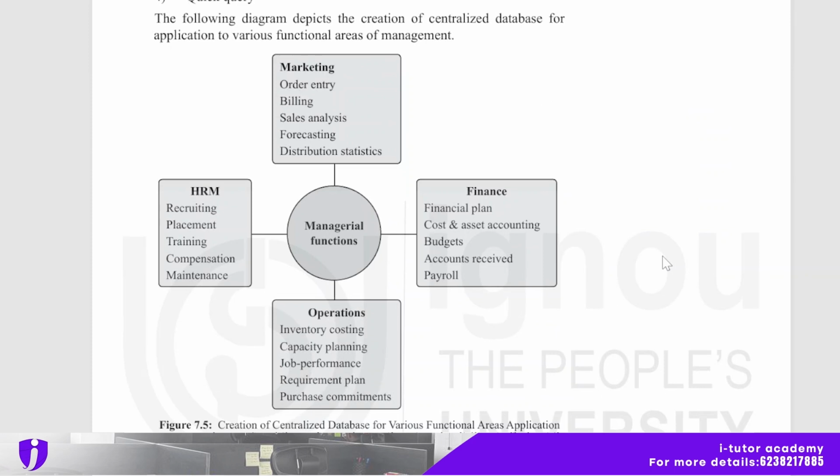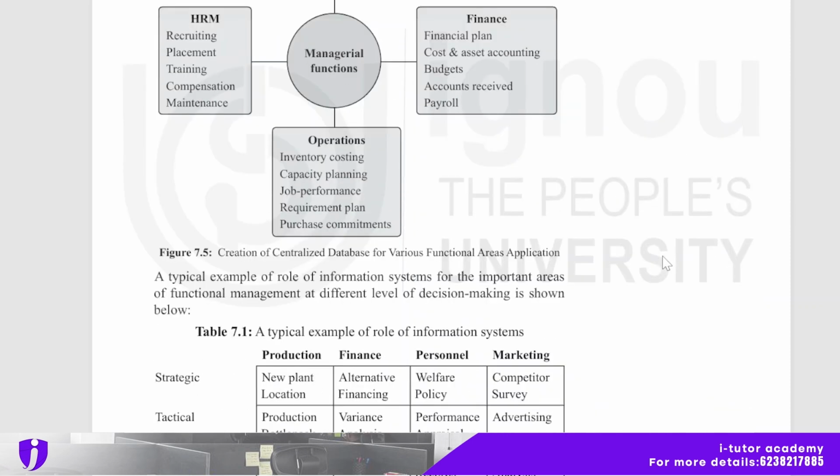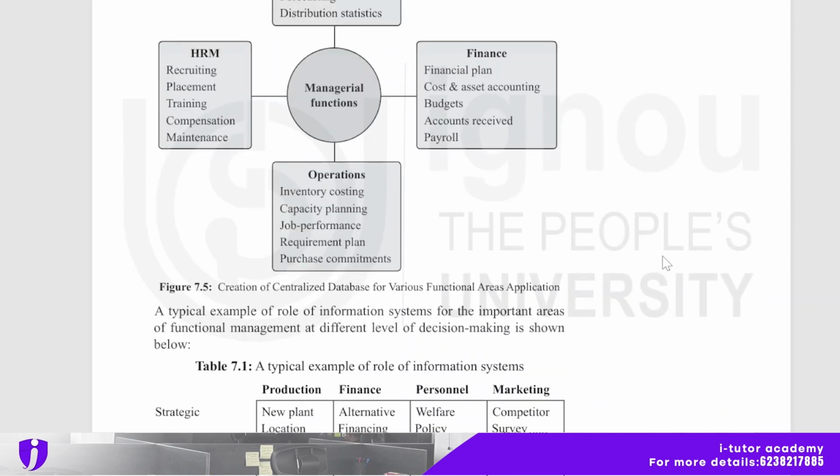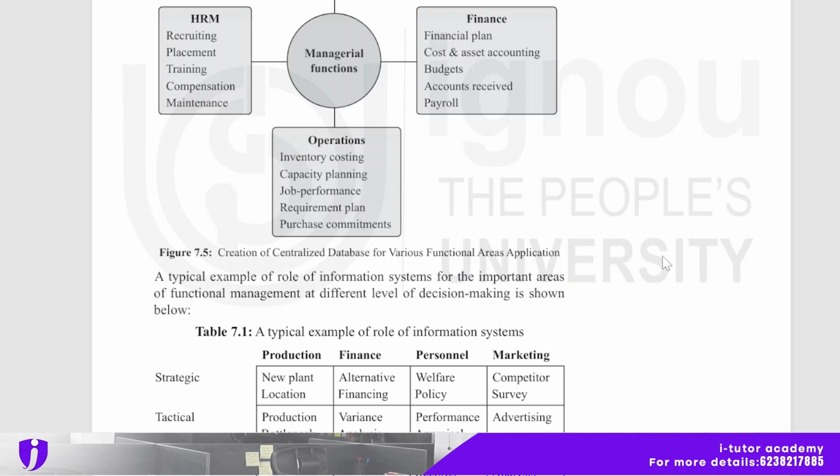So here is one creation of centralized database for various functional areas. There is managerial function, there is marketing, HRM, and finance, operations are there. In marketing, there is order entry, billing, sales analysis, forecasting, distribution statistics, etc. Finance: financial plan, cost and asset accounting, budget, accounts receivable, payroll. In HRM, there is recruiting, placement, training, compensation, maintenance, etc. In operational level, there is inventory costing, capacity planning, job performance, requirement plan, purchase commitment, etc.